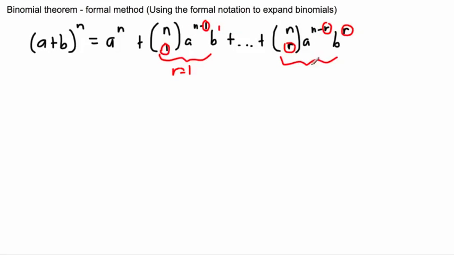In general, whenever you have an r, you do this. Basically, just keep going until you get b to the power of n. That happens because here you have r equals n. In other words, you stop when you get here. So this starts off as a to the n, and here you finish with b to the n, when r is the nth thing.